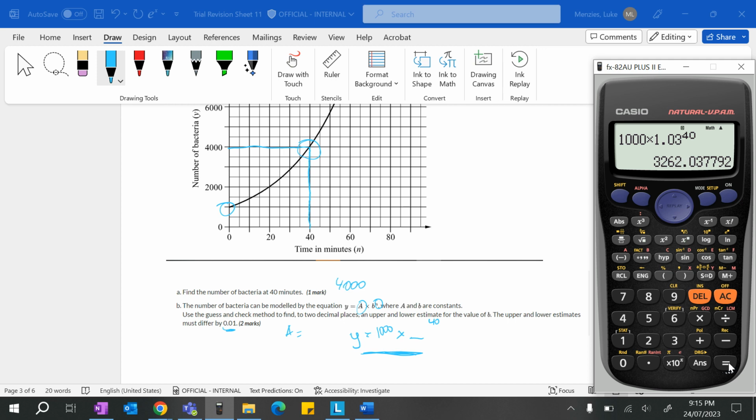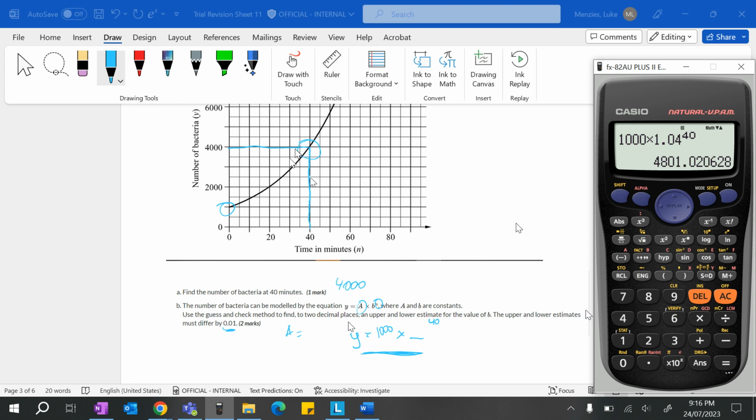Okay, and there's my two answers. The upper, use a guess and check to find two decimal places. So B is going to be, because we're looking at those last two, we had 3,000, which is just below our answer. And if we go back to our last answer, since these answers are giving us just above 4,000 and just below 4,000, that's as much accuracy as you need.